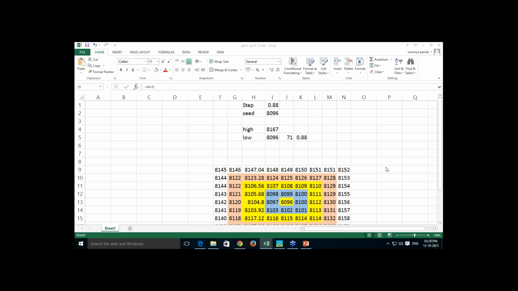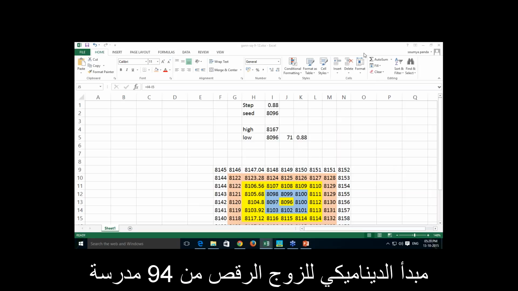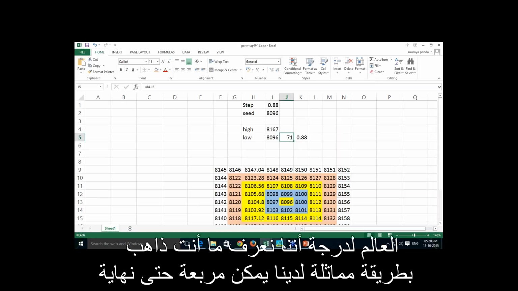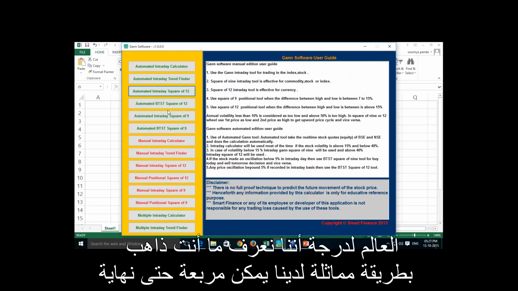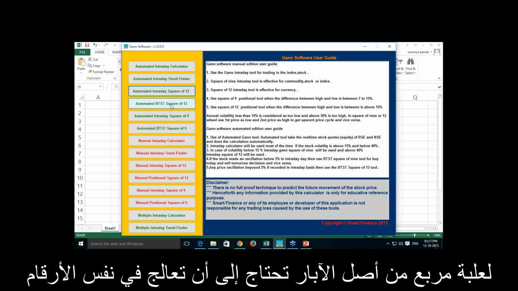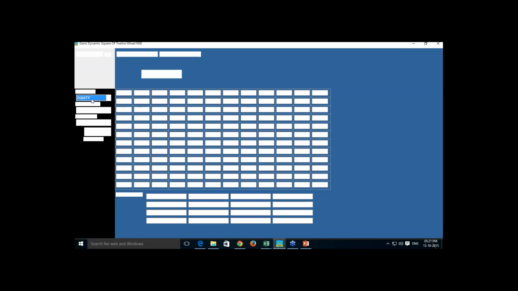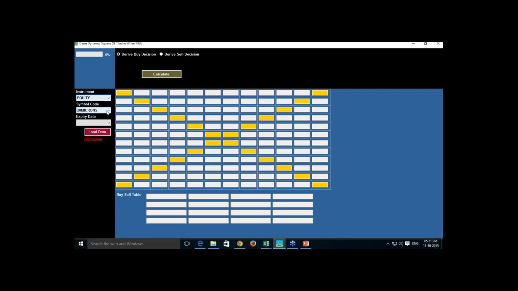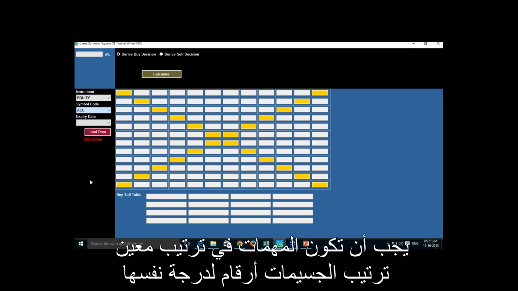So this is how the dynamic principle of Gann square of 9 holds good. Similarly, we have Gann square of 12 also. Whenever you are going for the Gann square of 12 principle, the same numbers need to be arranged in a vertical order.